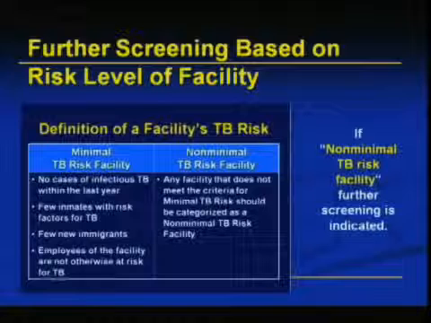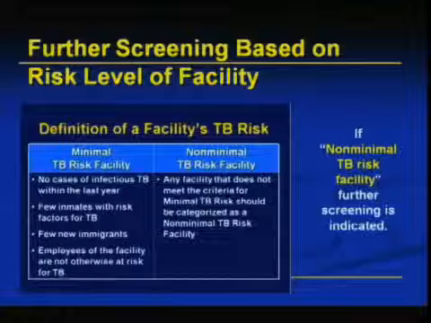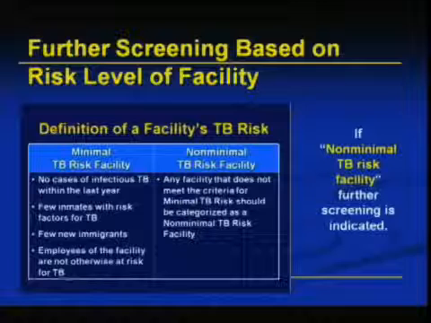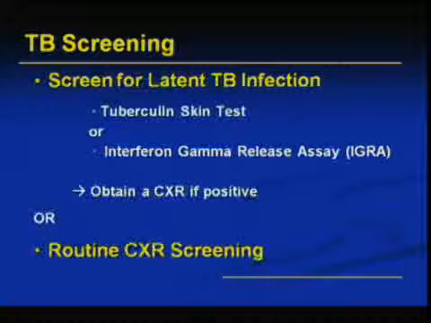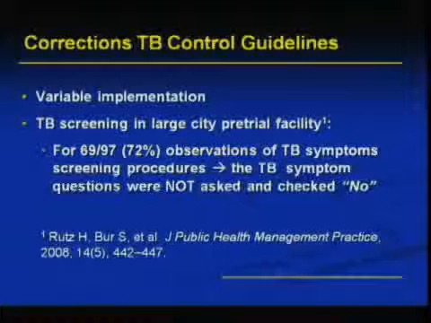The CDC does divide correctional facilities into minimal risk, listed on the left of this slide, minimal risk for TB, primarily looking at, do you have cases of TB coming into your jail or prison? Do you have an inmate population that's foreign born or that has other high risk factors for tuberculosis? And then the non-minimal TB risk facilities. For those that are at minimal risk, the symptom screening is adequate. For everybody else, which is the majority of our jails and prisons in the United States, we do the tuberculin skin test or the interferon gamma release assay, which I'll talk about later, or routine chest X-ray screening.